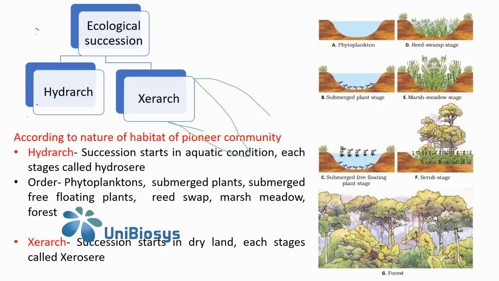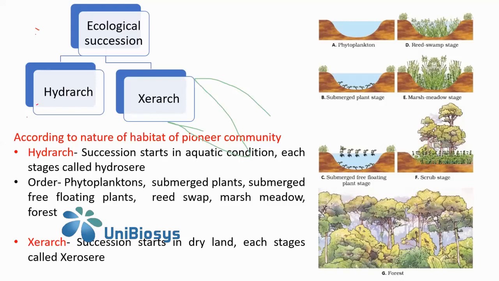So the plants will come out. The leaves or some other parts of the plants will be freely floating on the surface of the water. So the third stage is submerged free floating plants. Then the next stage is the reed swamp stage. In the reed swamp stage, the plants are normally termed as amphibians. They can even grow in that silt or wet soil, and at the same time in dry soil also. So that is the reed swamp stage.